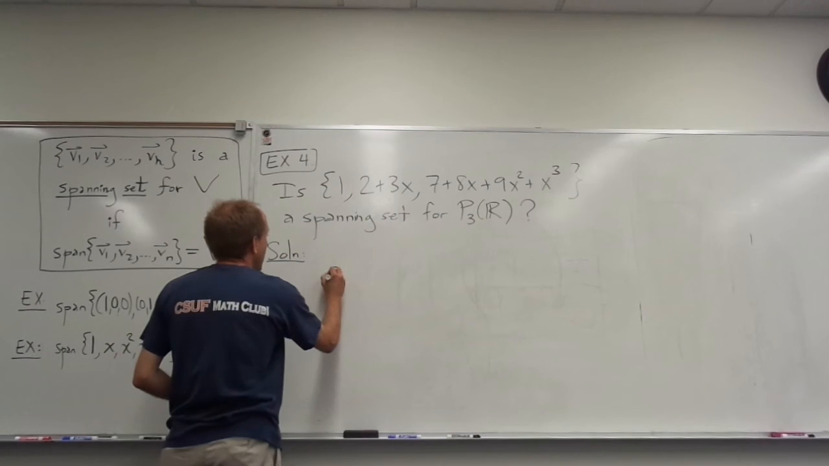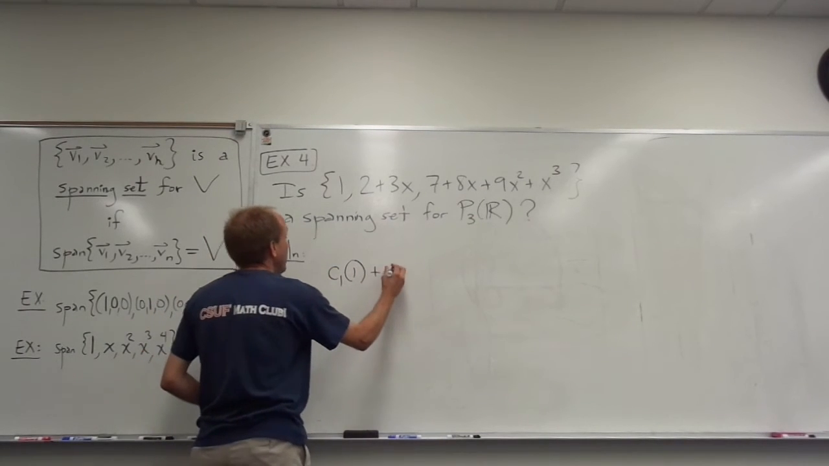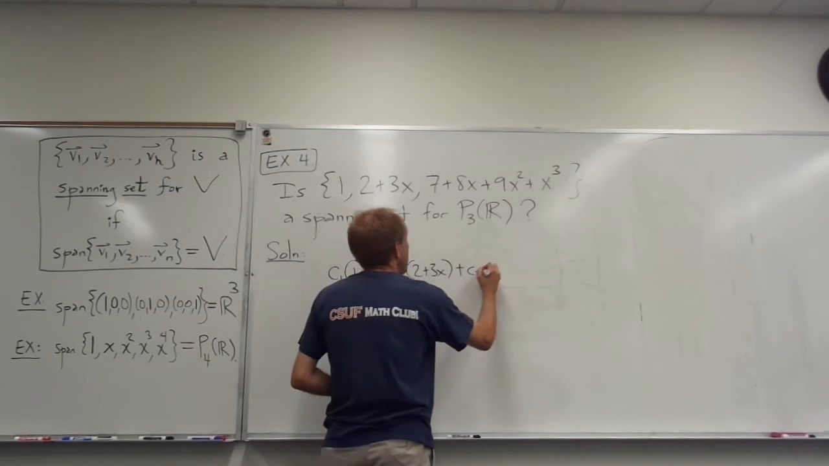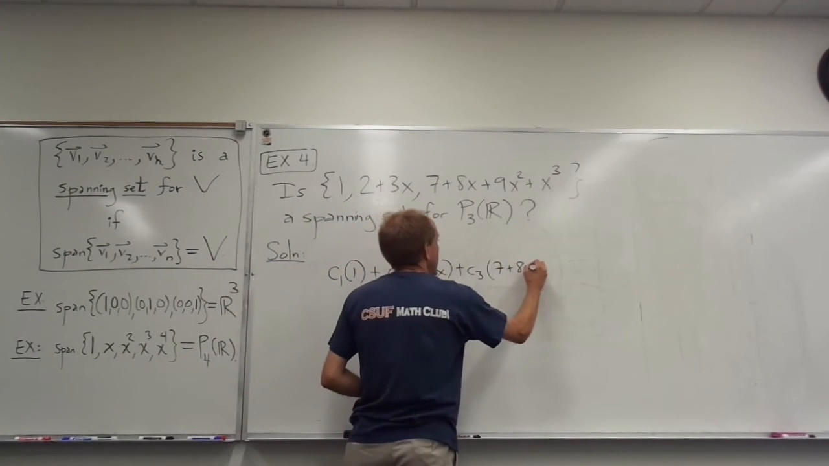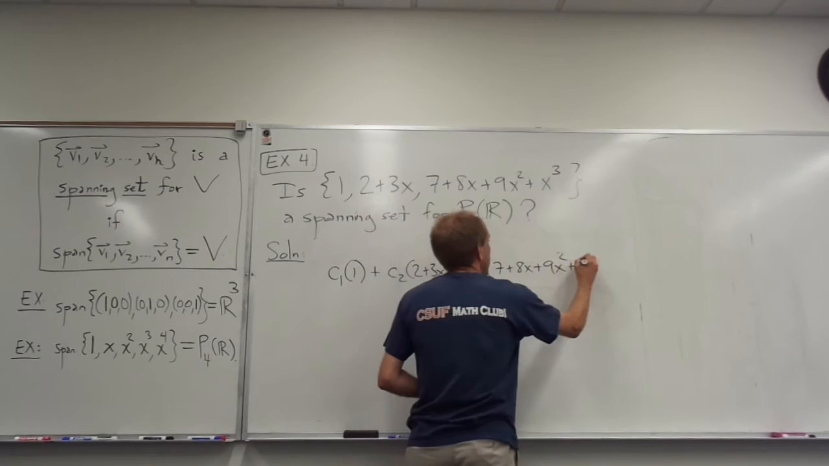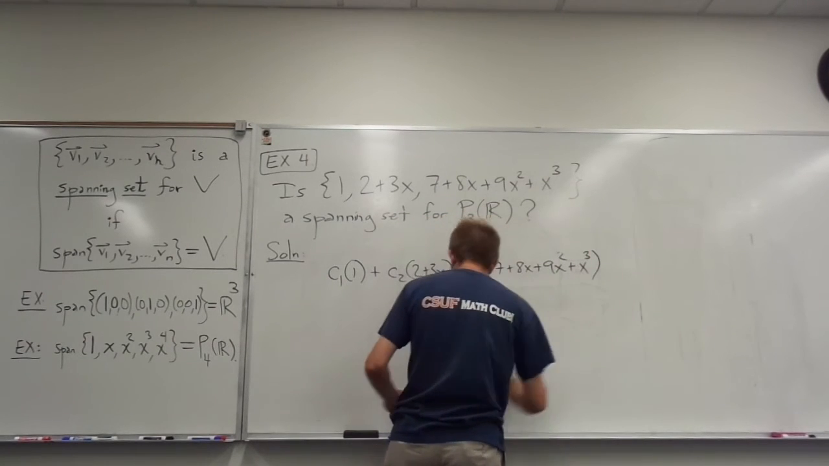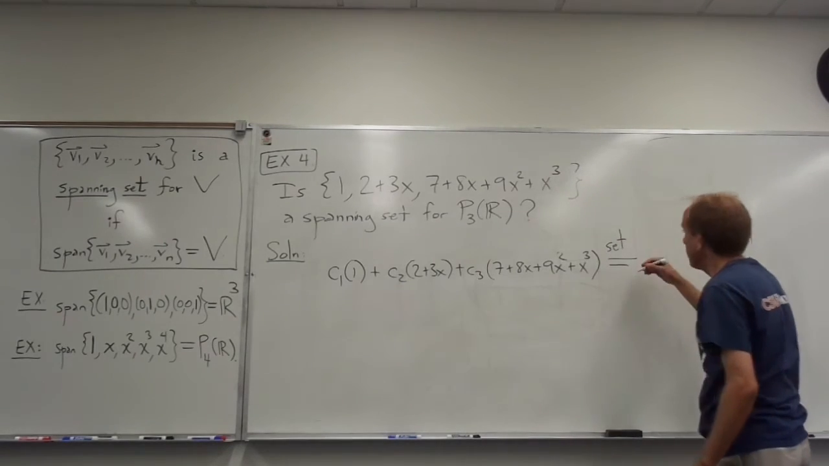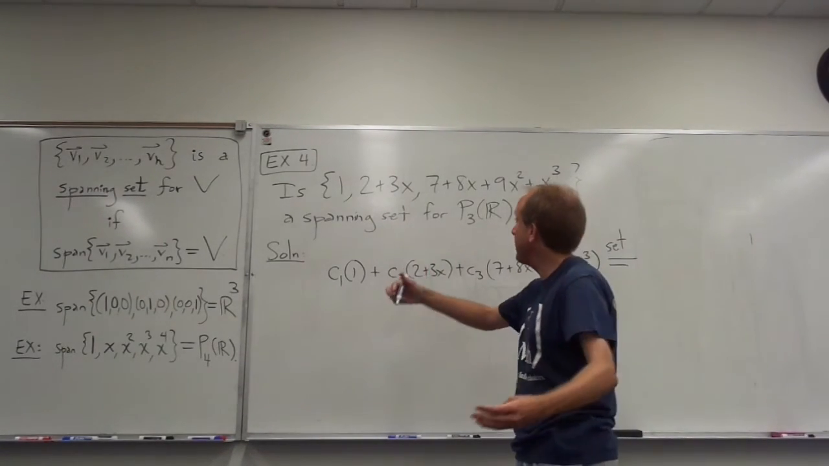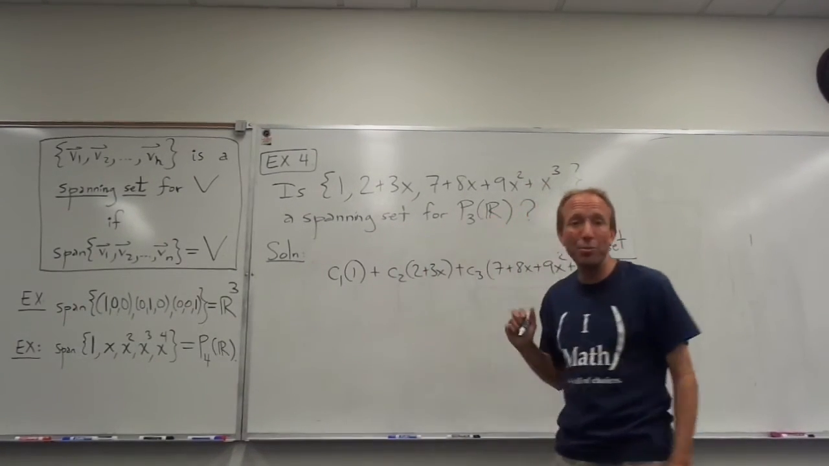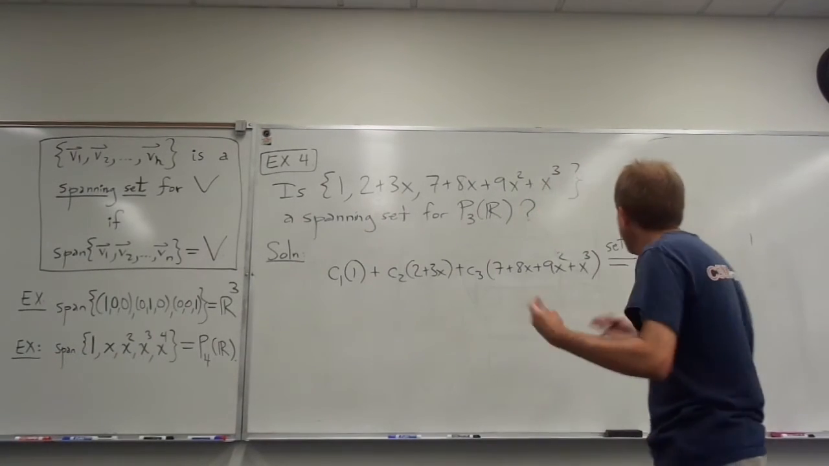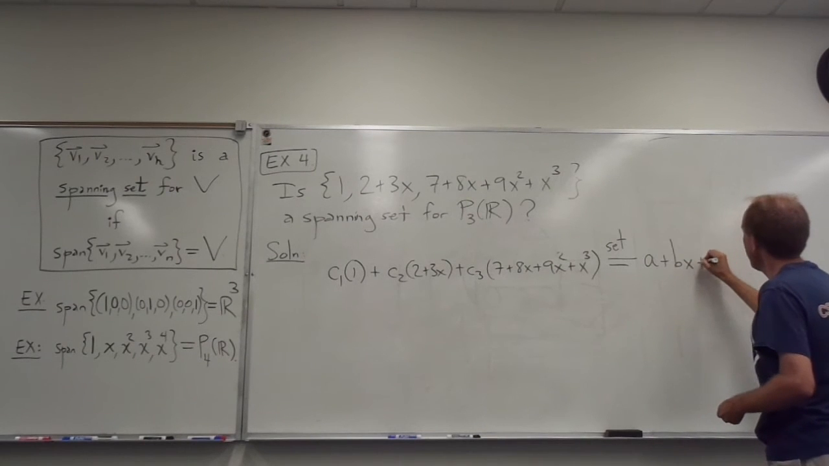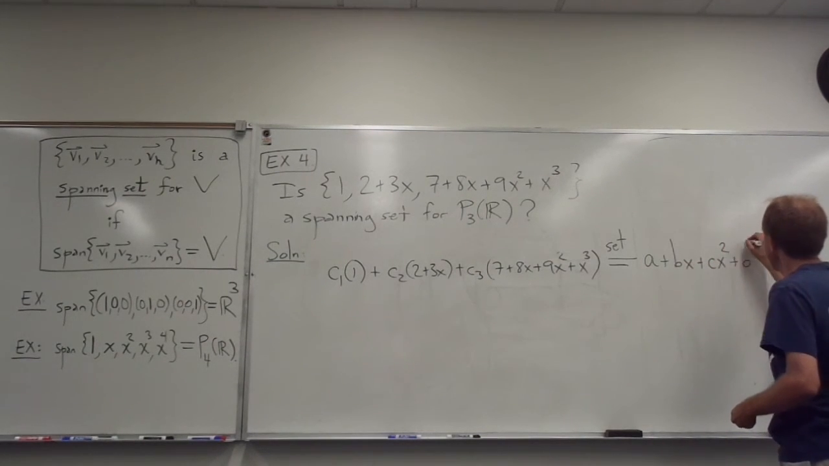We take a linear combination, let's say C1 times 1, plus C2 times (2 plus 3x), plus C3 times (7 plus 8x plus 9x squared), plus C4 times x cubed. And we're going to set that equal to some arbitrary, random, but fixed polynomial in P3, like a cubic polynomial. So I'm going to write it as a plus bx plus cx squared plus dx cubed.